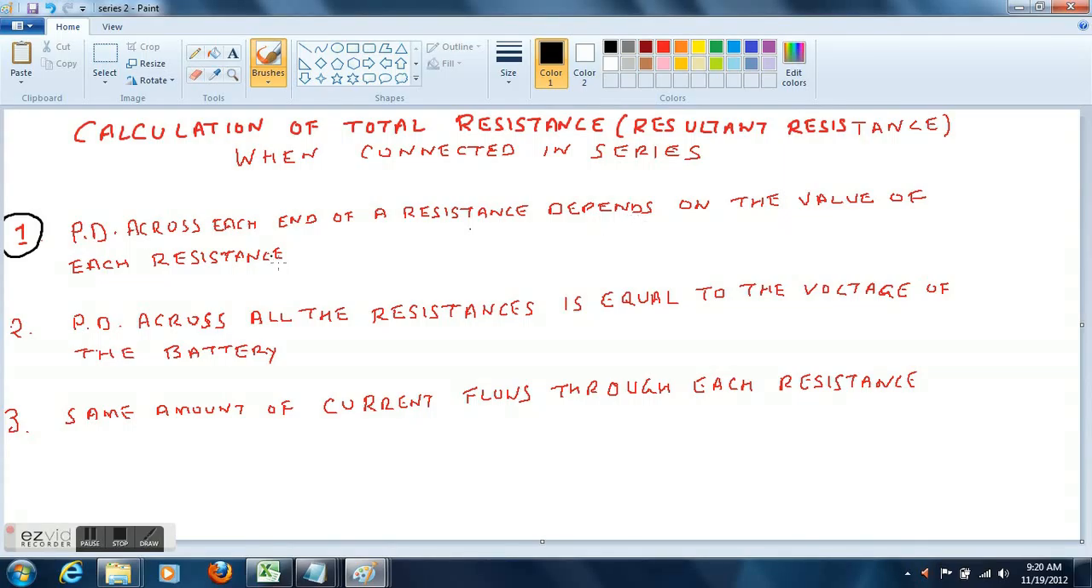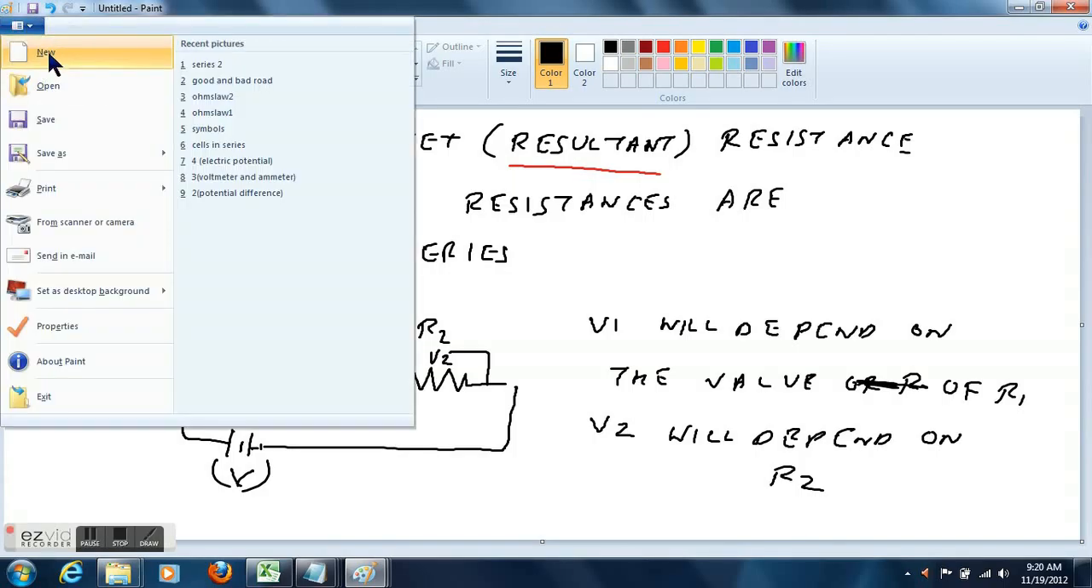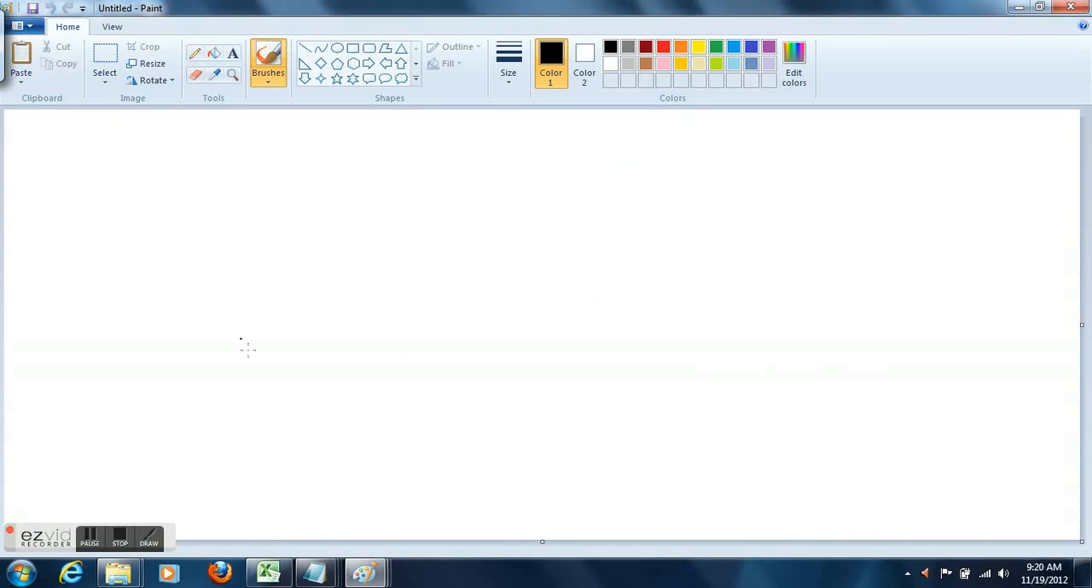Now, the second fact that you should remember: the potential difference across all the resistances is equal to the voltage of the battery. Now, let us examine this point also. Let me pull a new board. Now, suppose there are two resistances R1 and R2, just like the previous diagram. This is how the electric circuit looks.